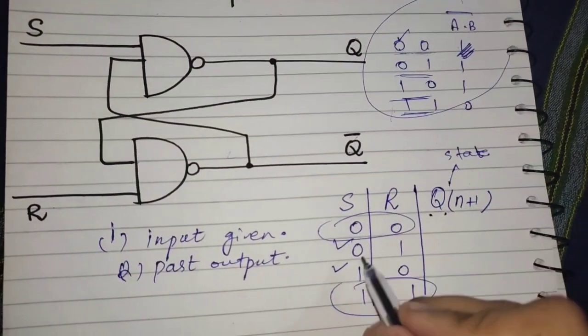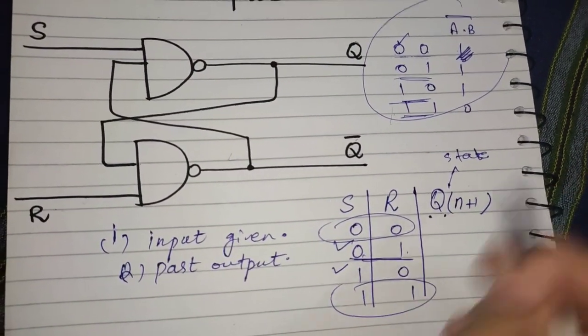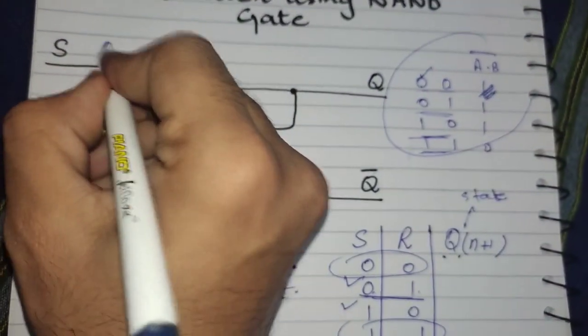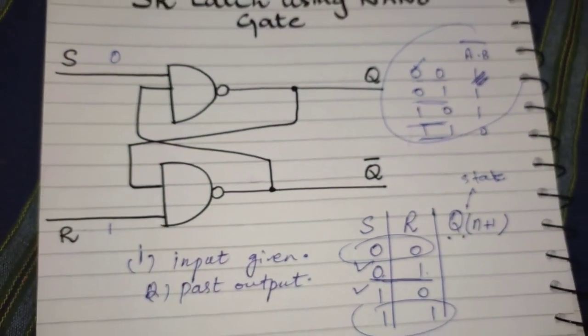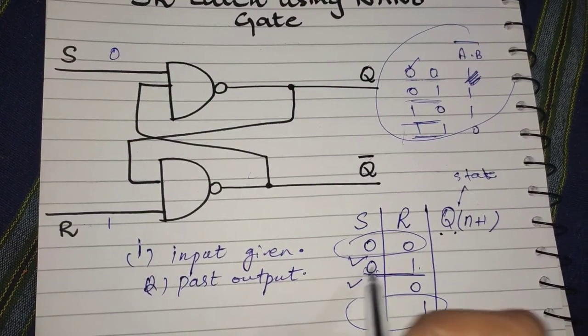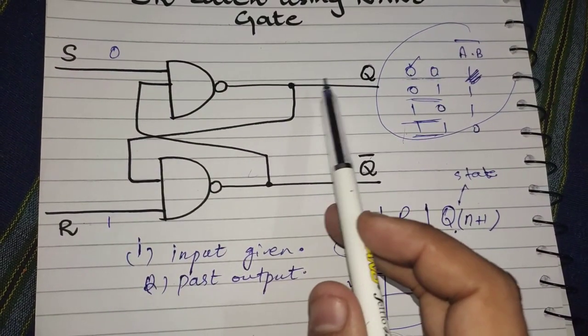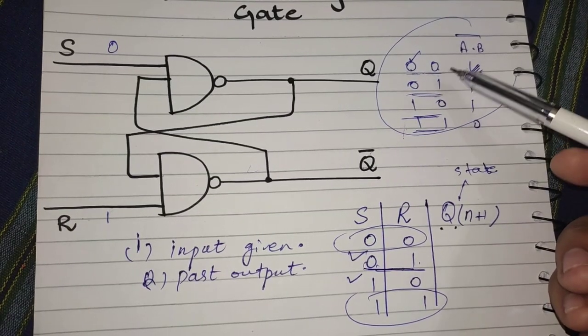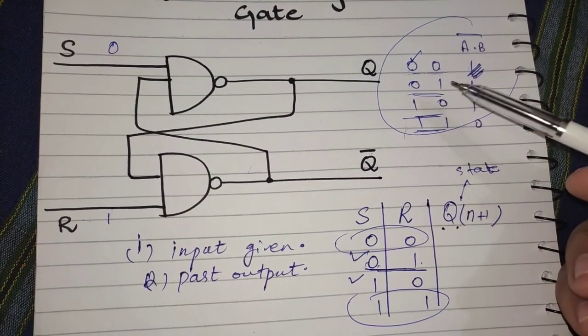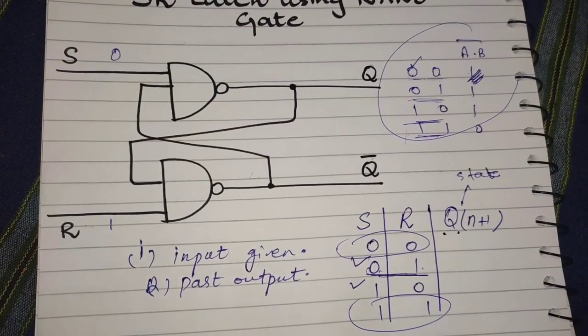Okay, so let's say I am taking this as an input Q, 0 and 1, where the value of S is 0 and the value of R is 1. When I am taking that value for an input 0 and 1, what will be our output for Q and Q complement?